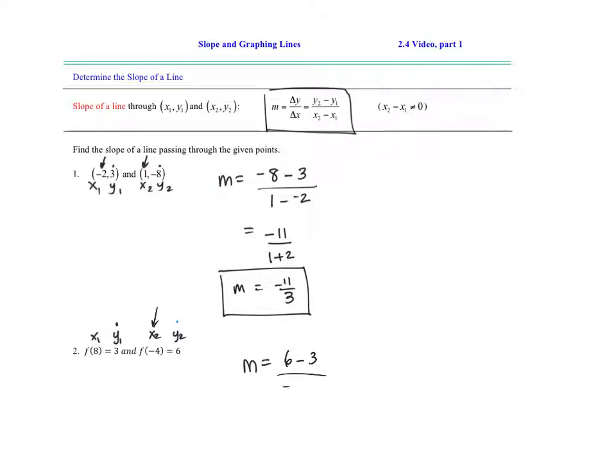Where we got to for x, which is -4, minus where we started, which is 8. And 6 minus 3 is 3. -4 minus 8 is -12, which gives us a -1/4 for slope.